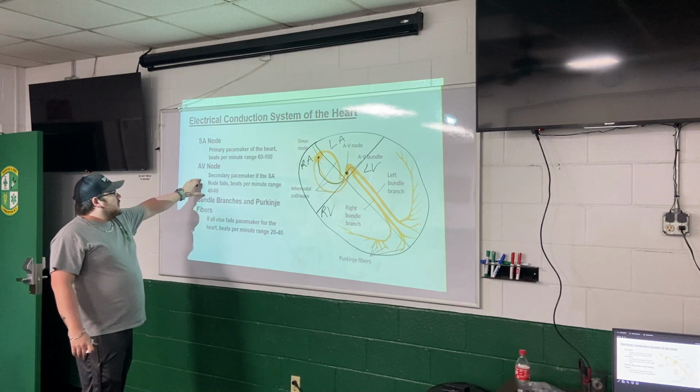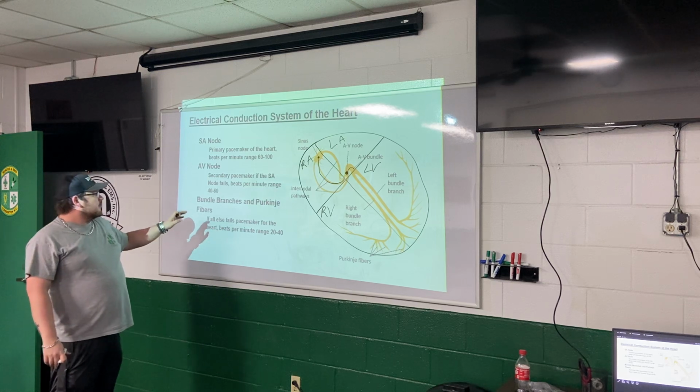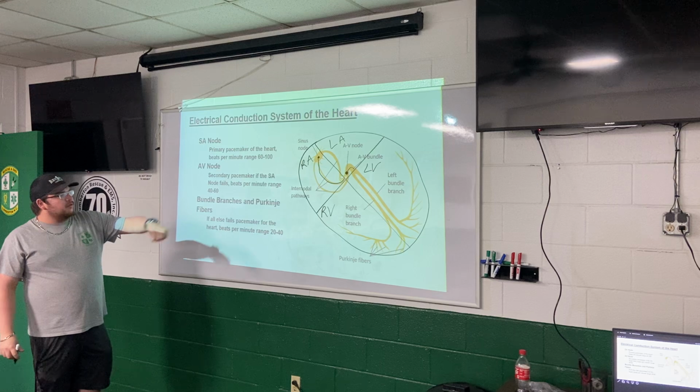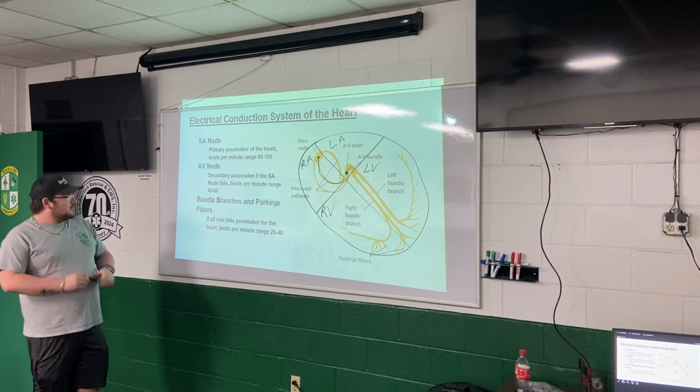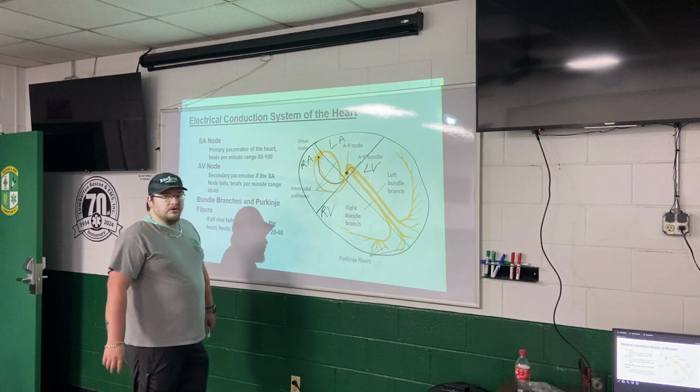Your AV node is only going to make a primary beat if the SA node fails, which is going to give you a beat of about 40 to 60 a minute. And if you ever go down to your bundle branches and your Purkinje fibers, your heart is going to beat at a range of 20 to 40, and that's going to be your ventricular rhythms.